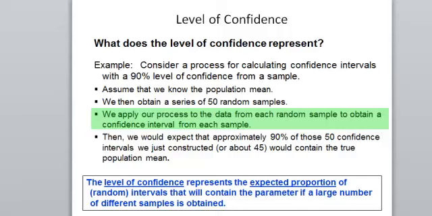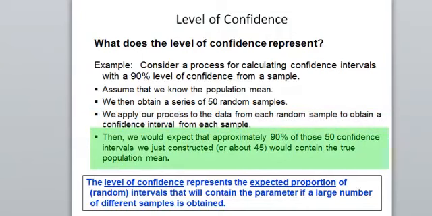So we take the sample mean, we subtract 1.645 times our known sigma divided by the square root of whatever sample size we took, and then the upper limit would be the sample mean plus our critical value times our standard error. So we have 50 confidence intervals. We would expect about 90% of those 50 confidence intervals we just constructed, or about 45 of them, would contain the true population mean.